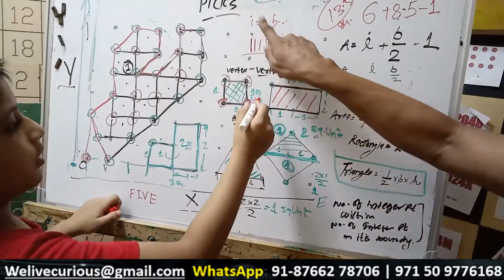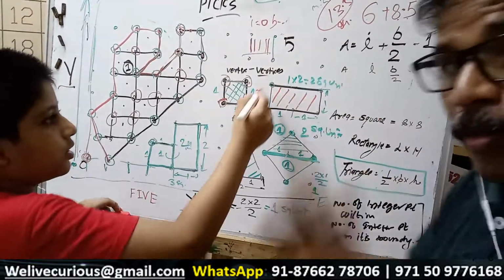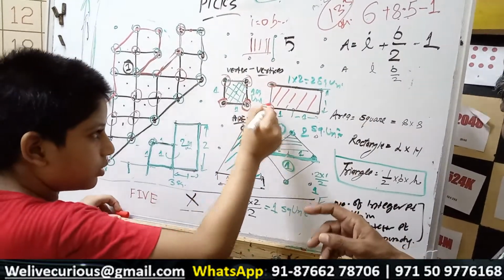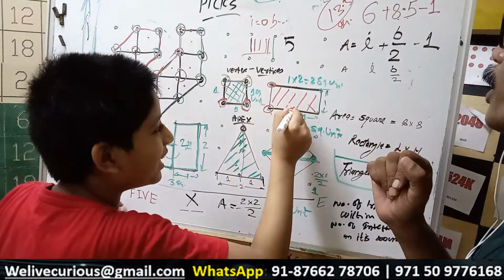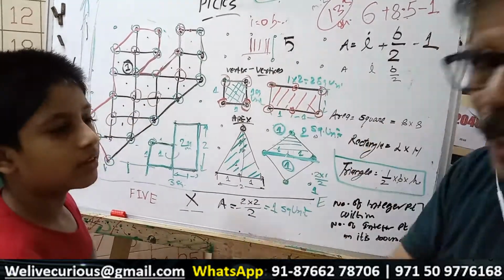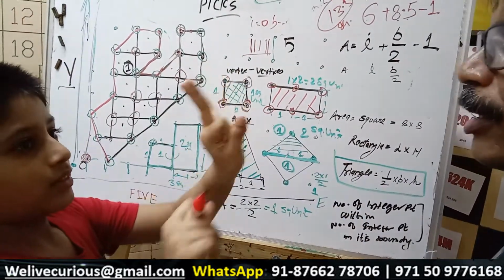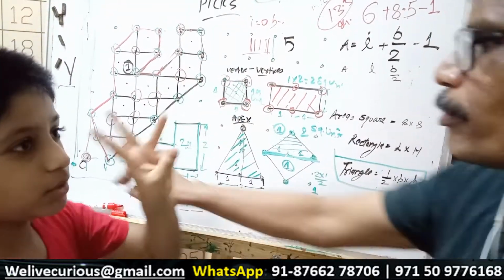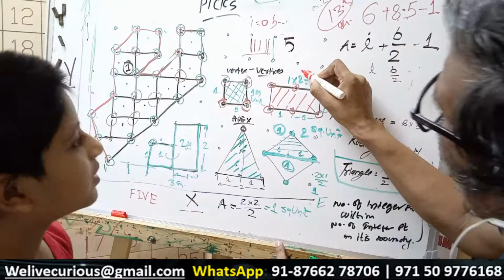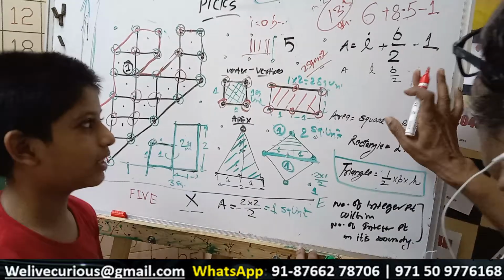How many internal points for this? We are calculating the area of this. 0. We are using Pick's theorem. How many border points? 1, 2, 3, 4, 5, 6. Make it half, 6 half is 3. Take away 1 gives 2. So, how much is the area? 2 square units.